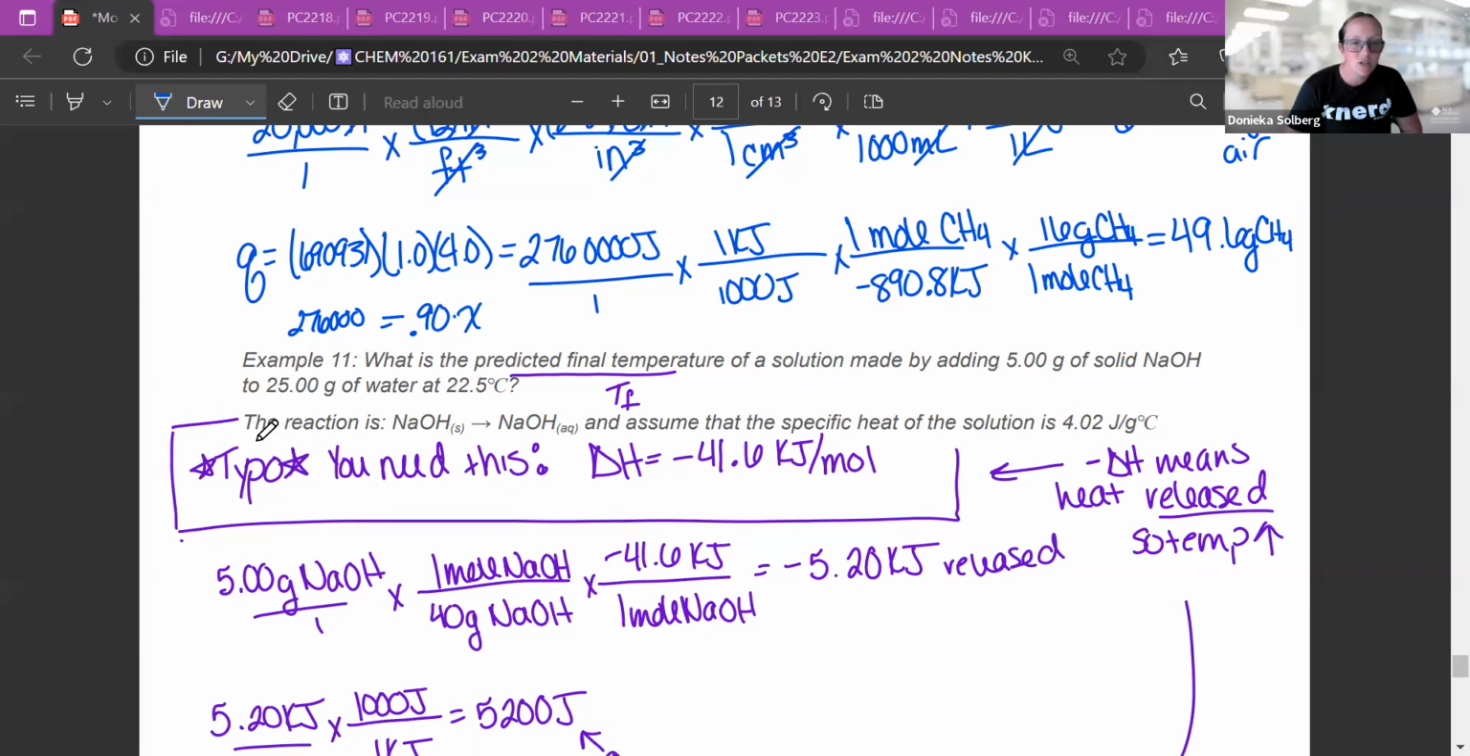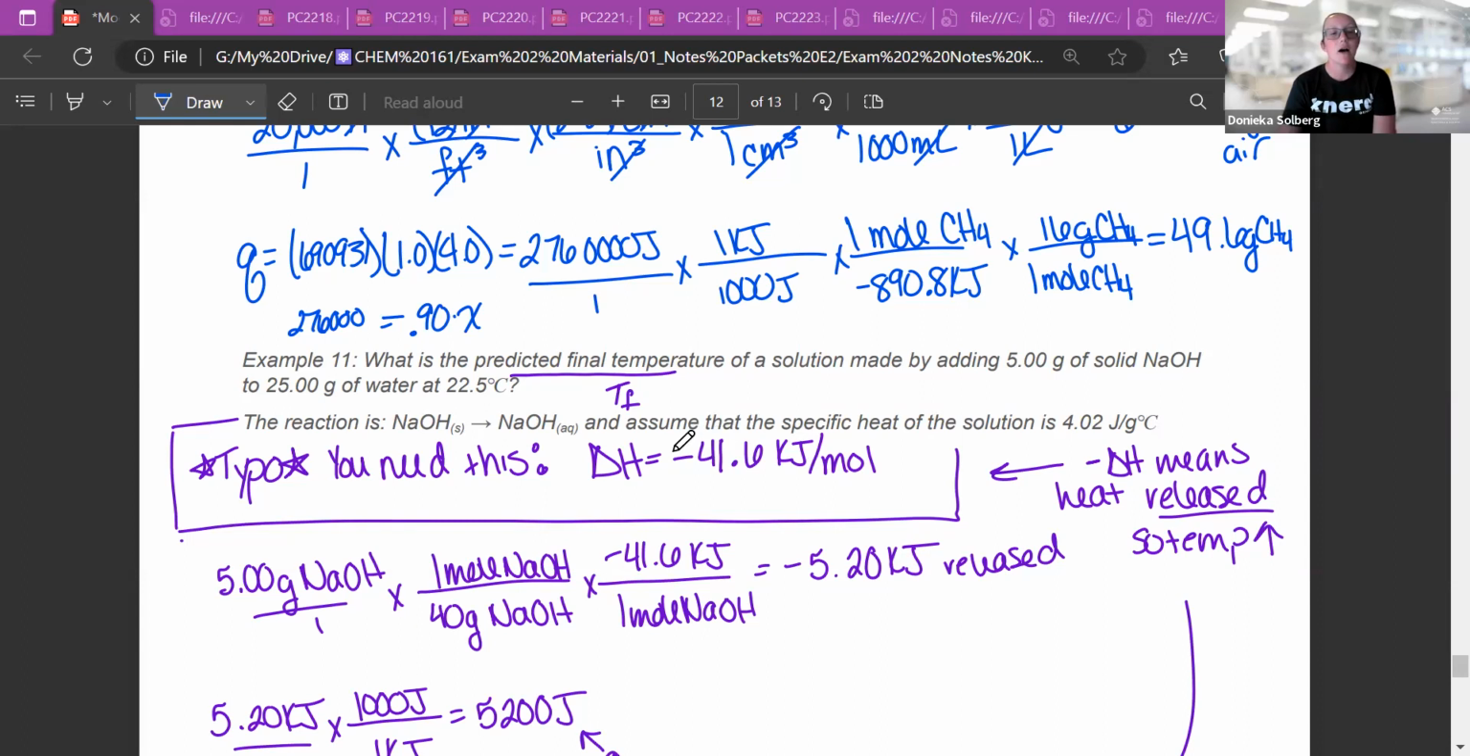I meant to put this into your note sheet. I don't know if I did on the new one or not, but I would have said that for this reaction here, the delta H is negative 41.6 kilojoules per mole. Okay, so I have a balanced equation and I have a mass of stuff. I want to know how much heat. I'm going to do this like stoichiometry. I'm going to convert my grams into moles. 1 mole of stuff dissolving gives up this much energy, so I would go 1 mole to negative 41.6 kilojoules. So this is the amount of energy that's going to be released when 5 grams dissolves.